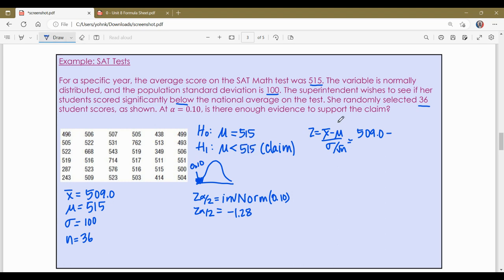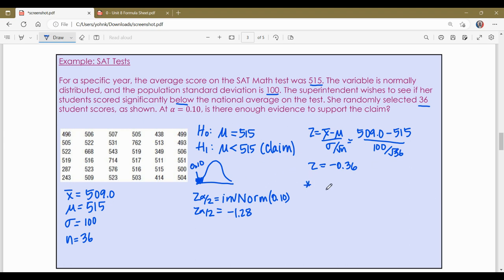All right. 509.0 minus 515 over 100. Excuse me, sorry. Over root 36. All right, so I type this into my calculator. I get a test statistic of negative 0.36.